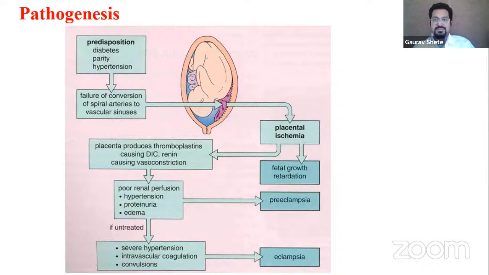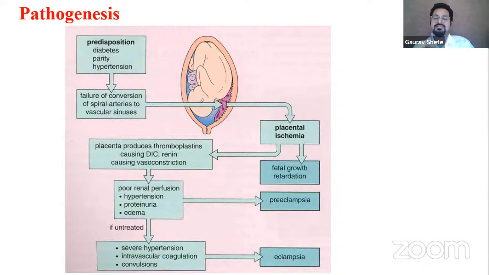the spiral arterioles which are there in the myometrium are invaded by the syncytial trophoblast. Once these are invaded by the trophoblastic cells, the muscularis layers of the spiral arterioles in the myometrium are destroyed. Because of that, the arterioles become more of a venous system rather than arteries. They do not respond to the maternal hormones because there is no muscularis layer left. So this happens in normal pregnancy.